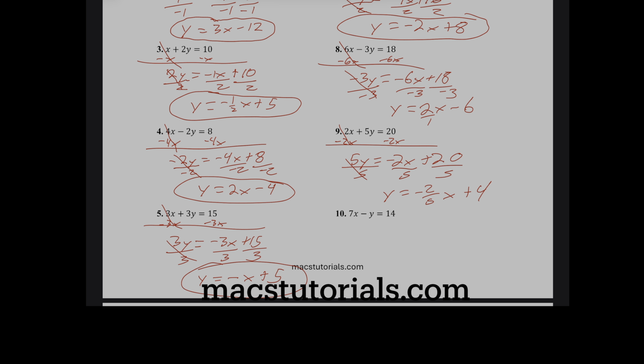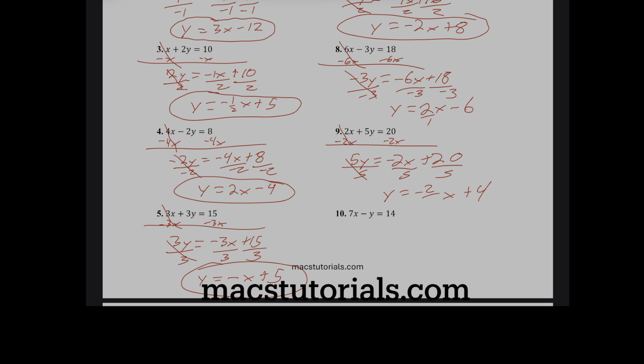If I were to graph it, I would put a -6 at the y-intercept, and I go up 2 over 1. Remember, we can always do these as fractions. We should do them as fractions, okay? On this one, I'm going to get 5y equals -2x plus 20. Got to get rid of that 5, so I'm going to divide all 3 of them by the 5. Y equals -2/5 x plus 4. Plot your 4, go down 2 over 5.